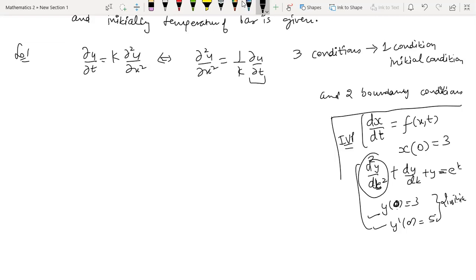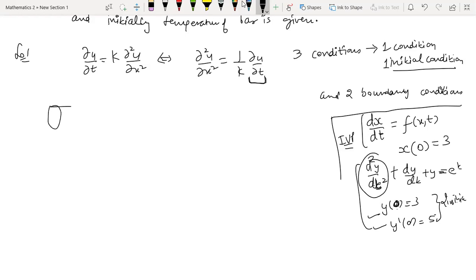But here, since with respect to time there is just one first order derivative, there will be 1 initial condition, and a similar logic will apply with respect to space. So with respect to space you will be given 2 conditions, and usually what happens, because you need 2 conditions with respect to space, they are the boundary conditions, because boundary conditions are going to help you to determine your final solution. Now what do you mean by boundary conditions?